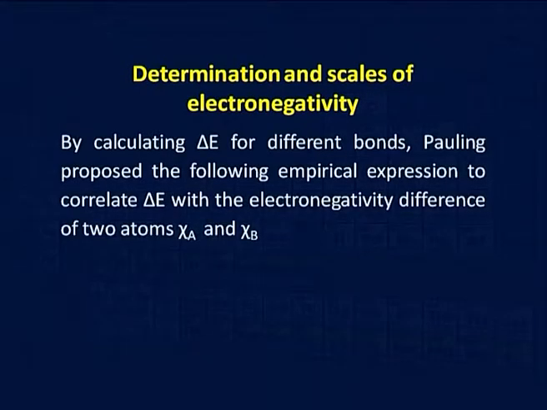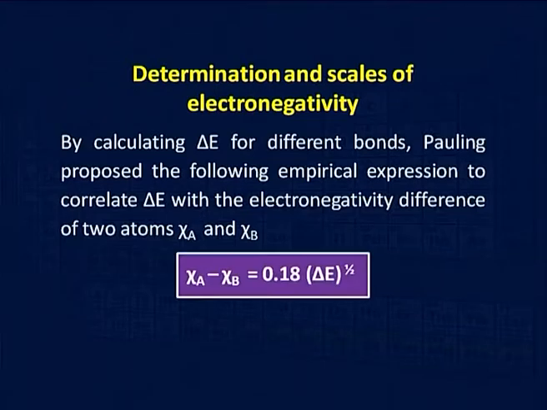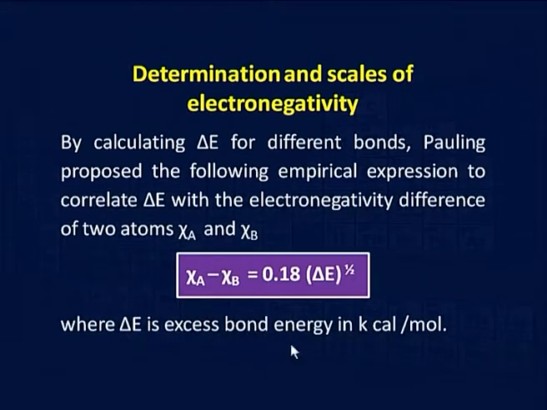By calculating delta E for different bonds, Pauling proposed the following empirical expression to correlate the extra bond energy with the electronegativity difference of the two atoms, chi A and chi B. That is, the difference in the electronegativity of the two, chi A minus chi B, is equal to 0.18 into the square root of the change in bond energy, that is delta E. Or we can simply say that chi A minus chi B is equal to 0.18 into the square root of delta E, where delta E is the excess bond energy in kilocalories per mole.